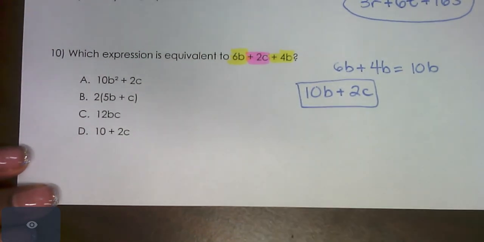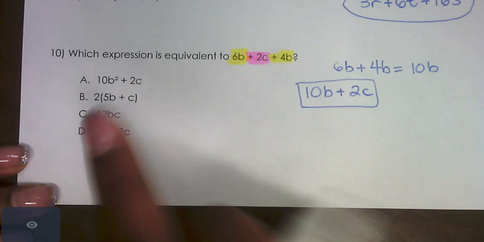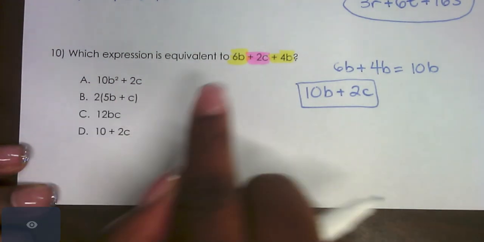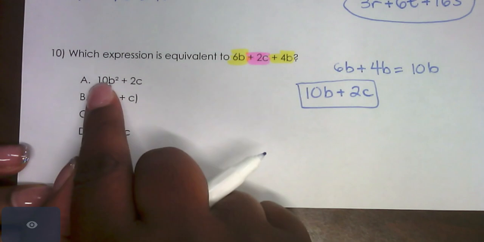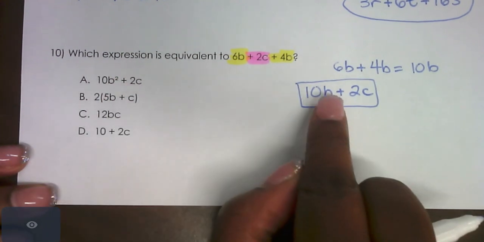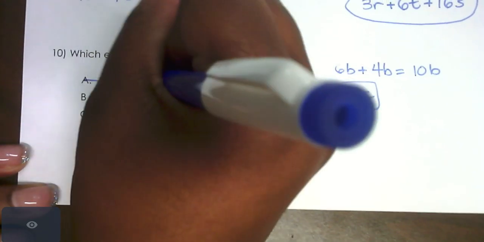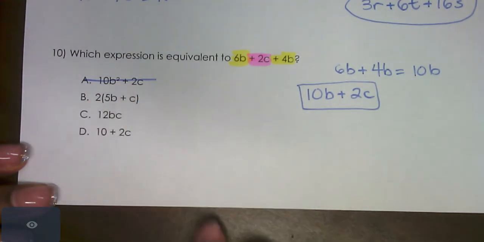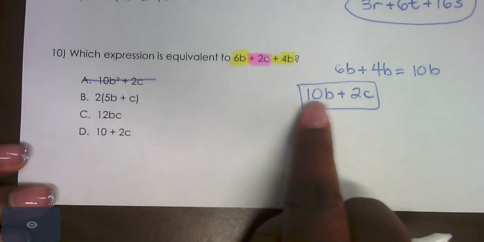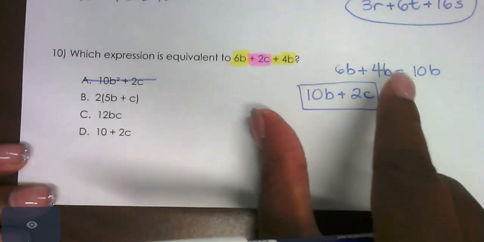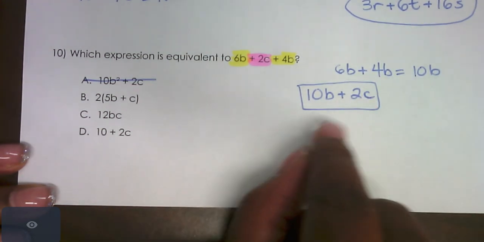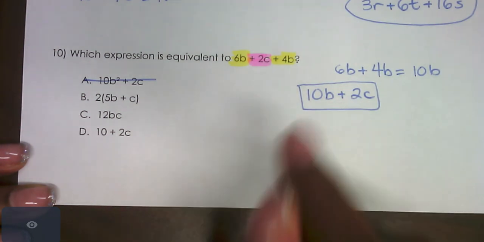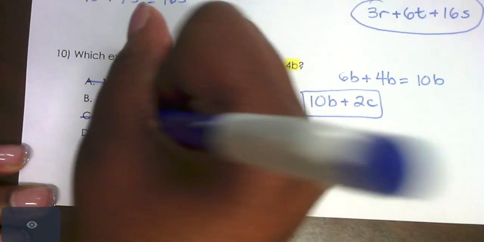All right, so right off, I'm going to go through and just show you why these other ones don't work. So you may think, oh, look at that, 10b squared plus 2c, but because this was not squared, that is not the correct answer. Let's look at this one, 12bc. No, we're not going to all of a sudden combine two things that are not alike. So 12bc is not it.